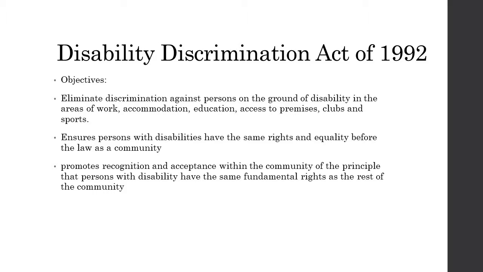An imperative policy is the Disability Discrimination Act of 1992, in which its objective is to eliminate discrimination against persons on the ground of disabilities in areas of work, accommodation, education, access to premises, clubs, and sports. It also ensures that persons with disability have the same rights and equality before the law as a community. In addition, it promotes recognition and acceptance within the community of the principle that persons with disability have the same fundamental rights as the rest of the community.